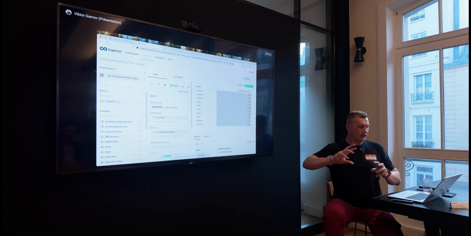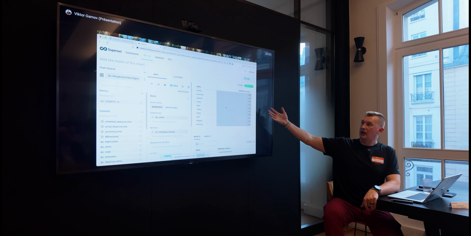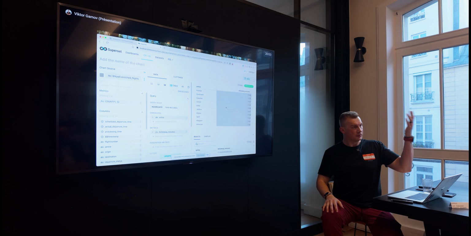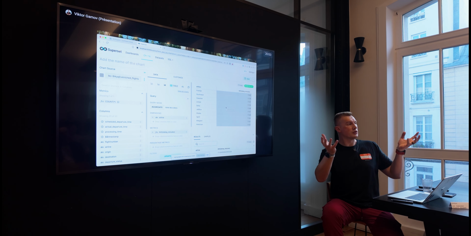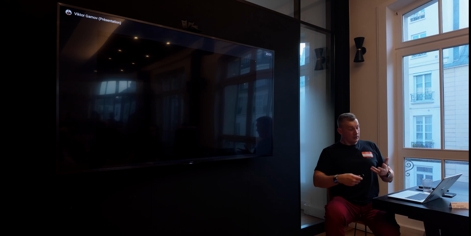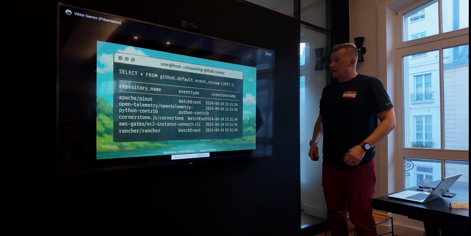So in this case, I can plug this in my visualization tool and quickly build this dashboard. This dashboard will be updating because the data in the table will be constantly updated from the Kafka side of things. So that's kind of like a combination of other things.